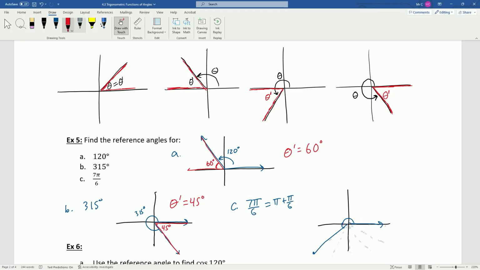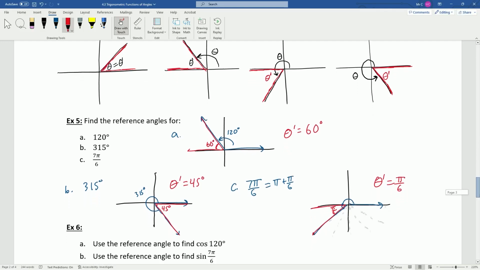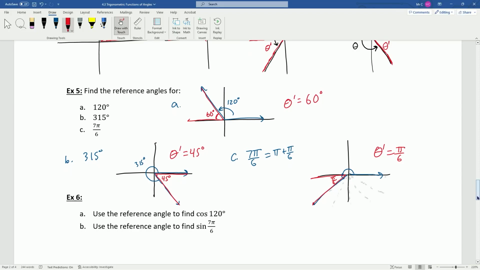And now I need the reference angle here. That's this angle. But we just said what it was. It was pi plus pi over 6. So this reference angle is pi over 6. So theta prime is pi over 6 radians. Okay, that's it. So finding the reference angles is pretty straightforward. It's the same process we've already been engaging in. Just draw your angle and then find the angle formed with the x-axis from that terminal side.